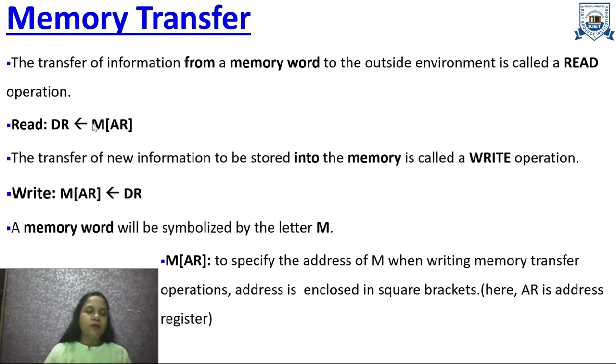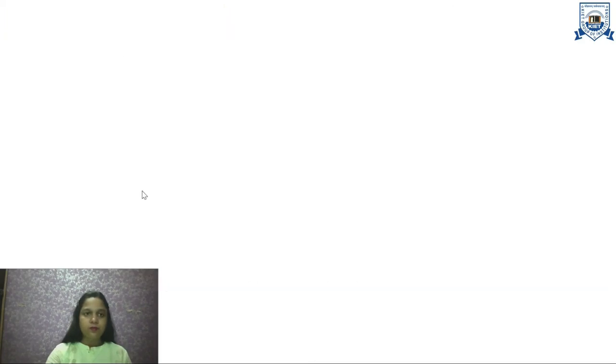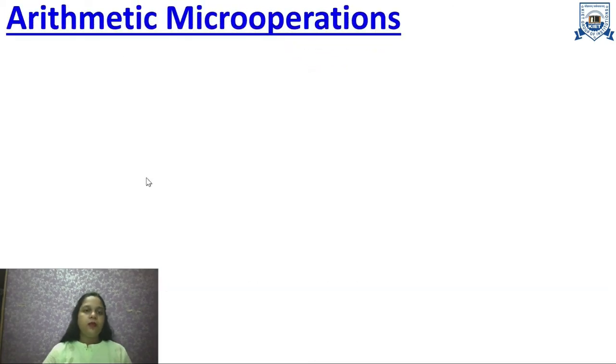For memory transfer, we will use the capital letter M. In that, in square brackets, we will write the address. If we want to transfer the data from the memory, then we will write it like this. If we want to transfer the data to the memory, then we will write like this. DR is the data register here. Let's move to the next. Next, these are some examples of arithmetic micro operations.